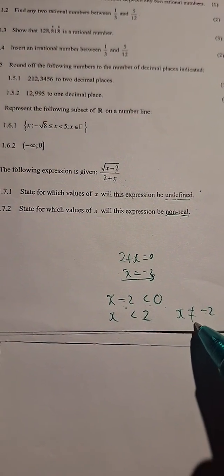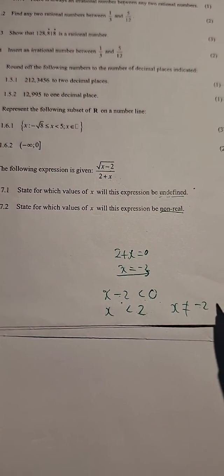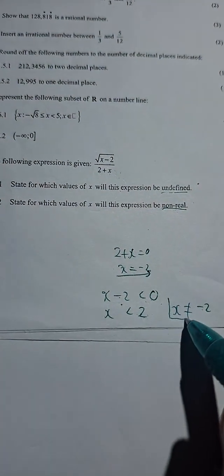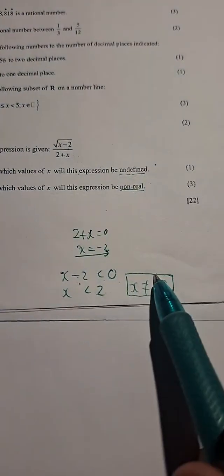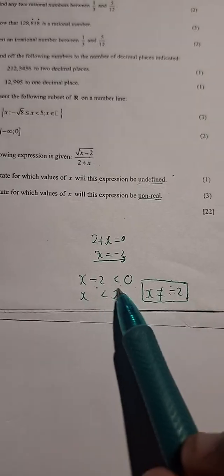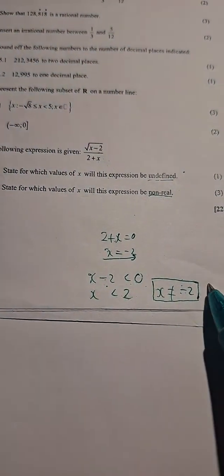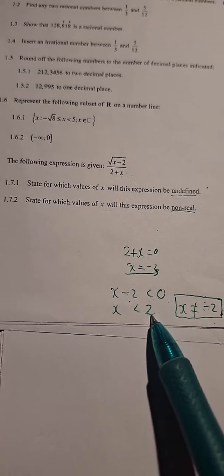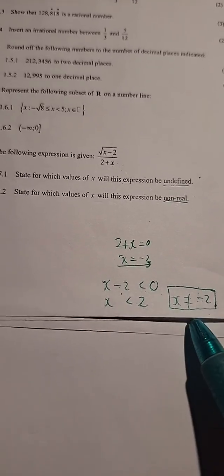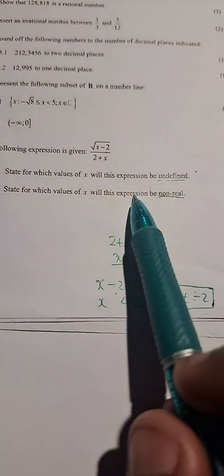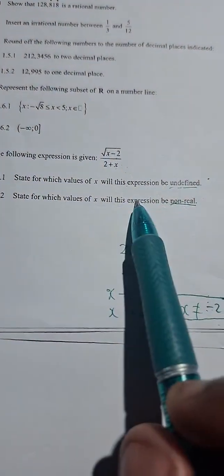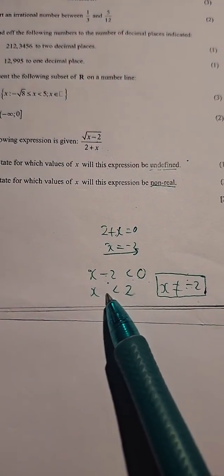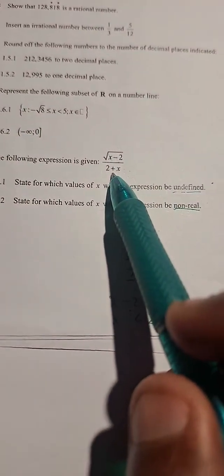But in all of those values that are less than 2, we must be careful to put the restriction, guys. There's only one restriction. x is less than 2, but x cannot be negative 2. Even though we are saying x is less than 2, there's only one value that we must avoid in ensuring that this expression remains non-real.